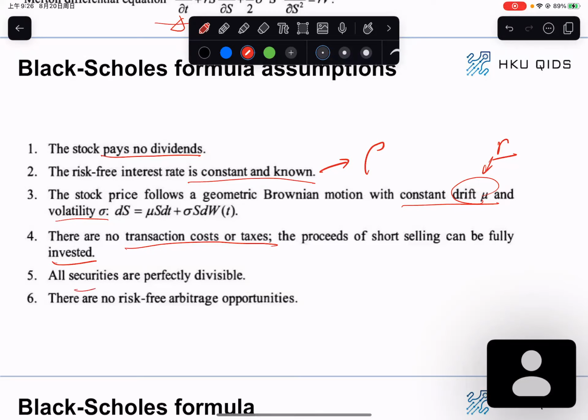And all securities are perfectly divisible. It's also not true in reality because you can only buy 1 hand, 2 hands, right? But you cannot buy like 0.01 hand of something. And last but not least, there are no risk-free arbitrage opportunities. That's basically the risk neutral thing. It means that you cannot get extra premium or profit without bearing more volatility.